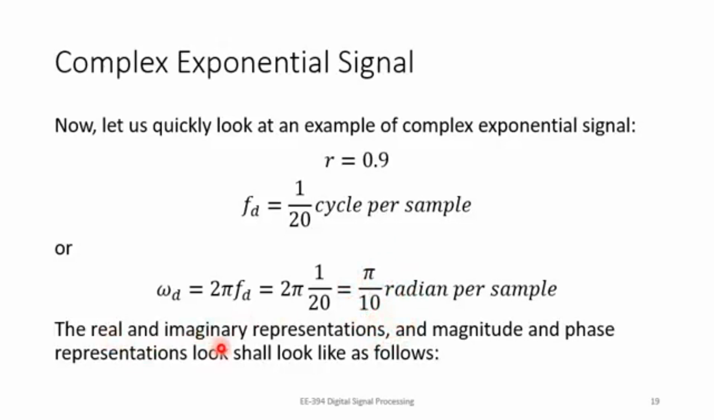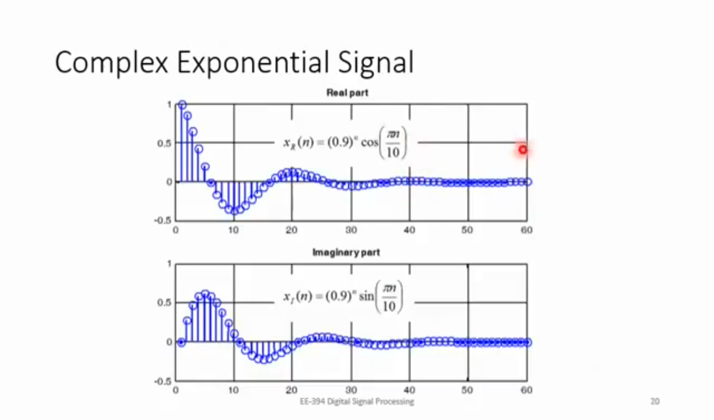So the real and imaginary representations as well as magnitude and phase representations will look like this. So this is the real and imaginary part. You can see that the curve is coming down. If we just forget about these oscillations for a little bit and draw the envelope, then we see that this is coming down and stabilizing towards zero. This is happening because of this 0.9. Had this been 1.1, then these oscillations would be increasing with increasing time.